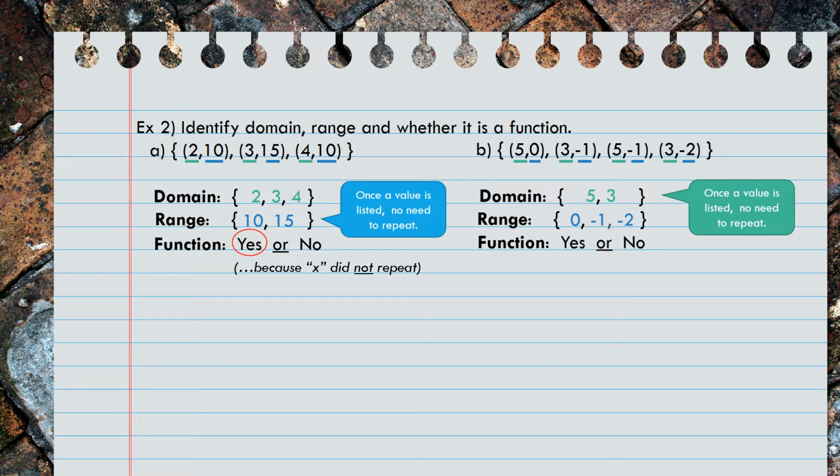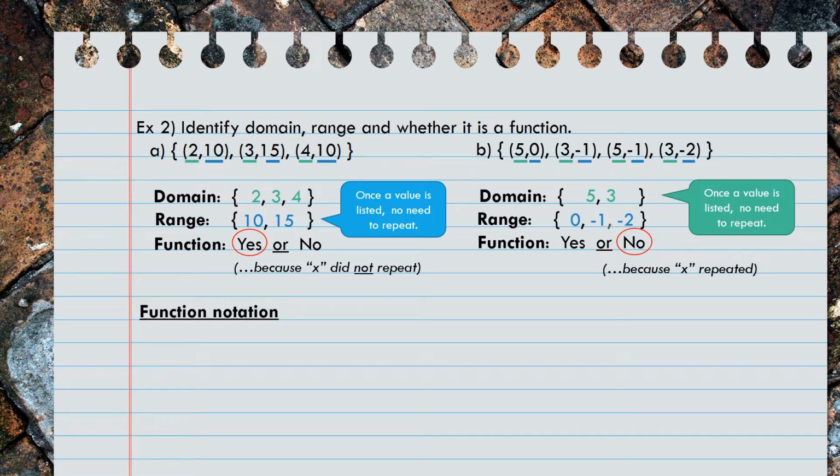So now comes the question, is this a function, yes or no? Well, to decide this, you have to go back and look at your x values. Because x repeated, that means no, this is not a function. Remember that phrase, x cannot be repeated. Because 5 was repeated and 3 was repeated, that guarantees that this is not a function.